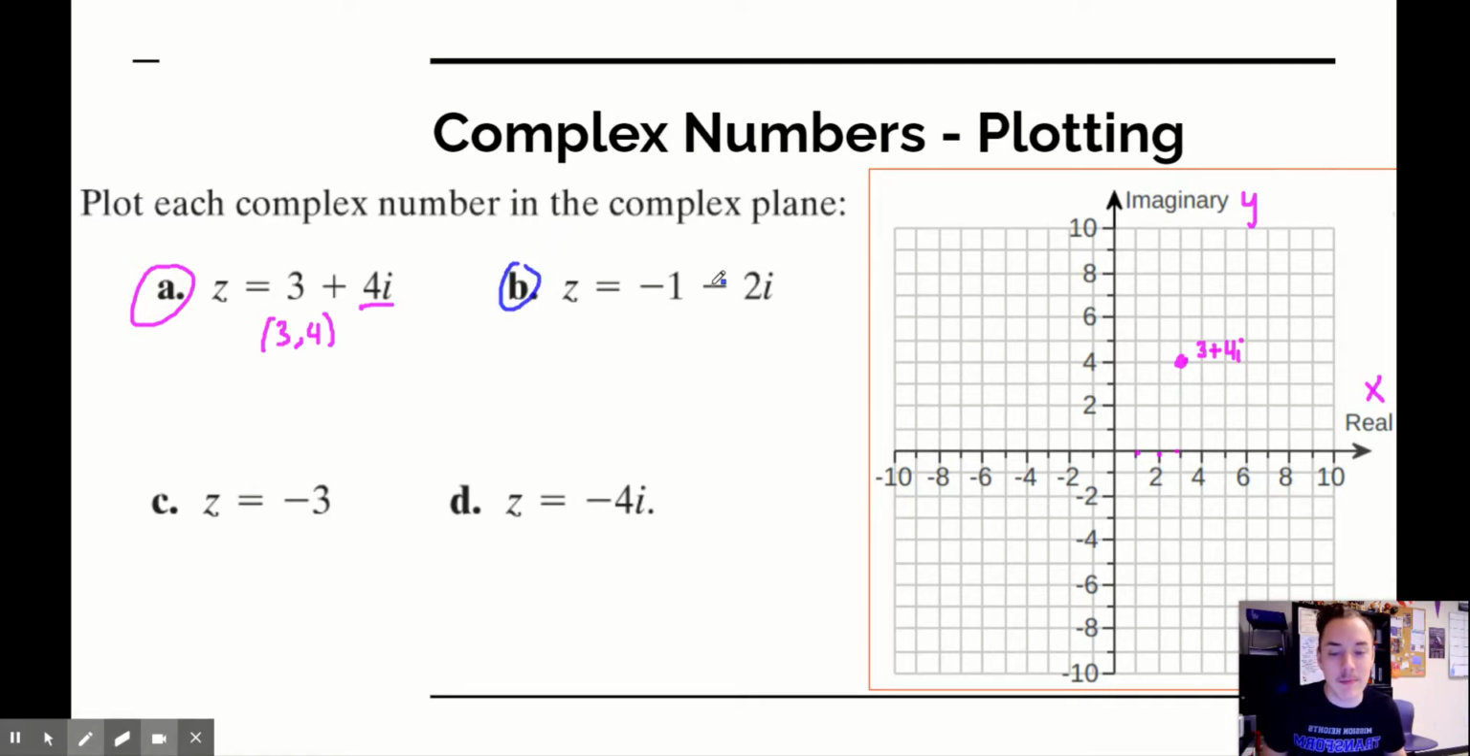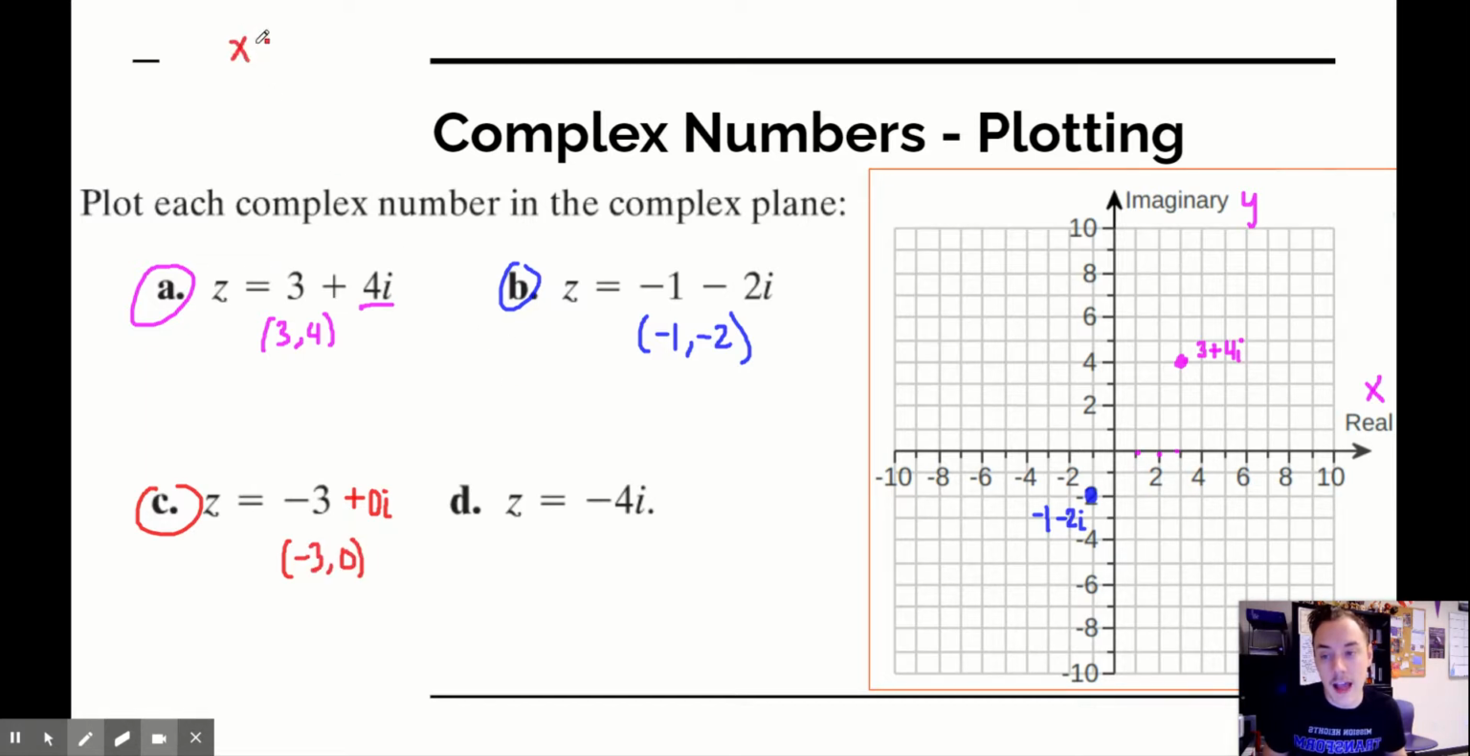Now let's do this in B. This is the same thing as negative 1, negative 2. So I'm just going to plot it. So negative 1 and then negative 2 right here. So this is negative 1 minus 2i. See if you can do the other ones. Let's do this one in red. Now, what's the imaginary part here? This is going to be plus 0i. So this is the same thing as negative 3, 0.